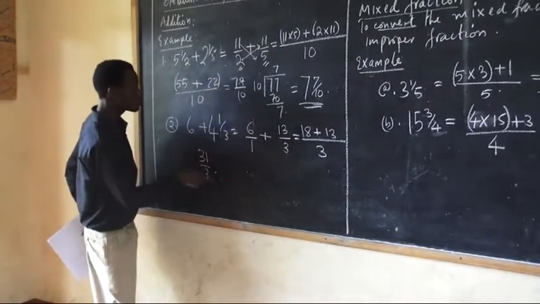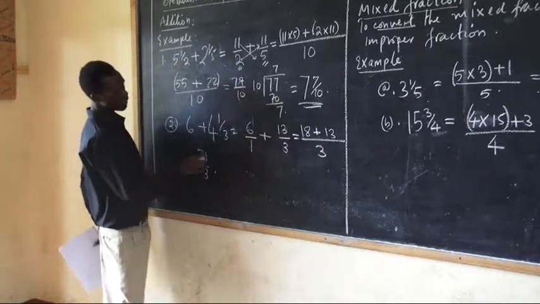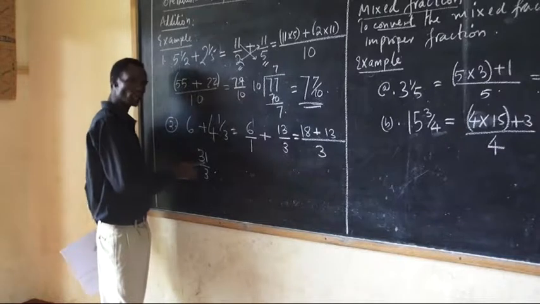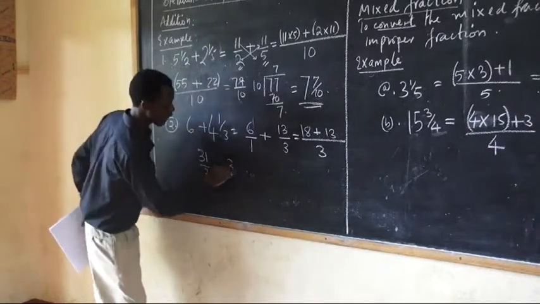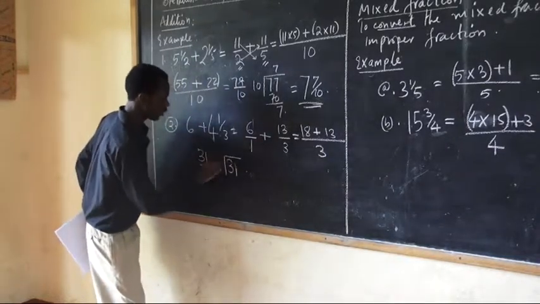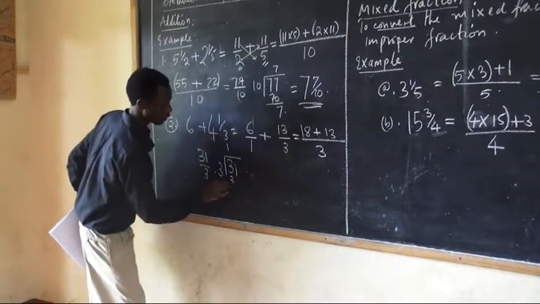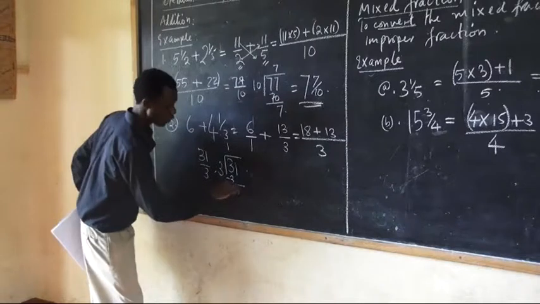We need to change it back to the mixed fraction. So you take this numerator and divide it by the denominator. That is 31, then you divide it by what? By 3. Which is equal to 1, now it is 3. Now minus.